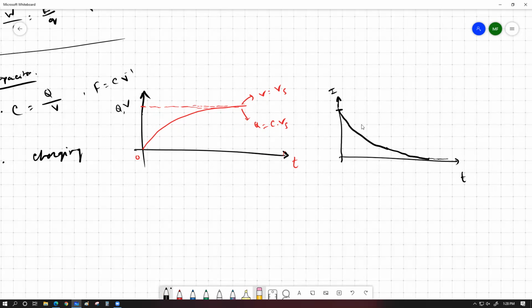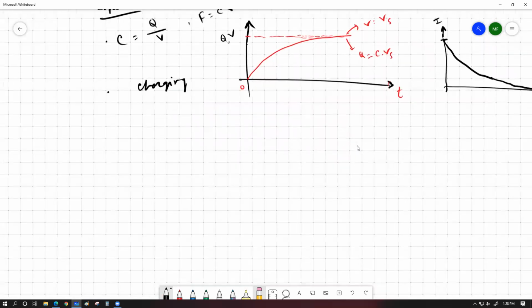So these are the shapes of the two graphs. You don't have to know the equations of these two graphs. Just the shapes are introduced in the syllabus, so I'm not going into the equations of these things. However, discharging graphs have a pretty large discussion in our syllabus.